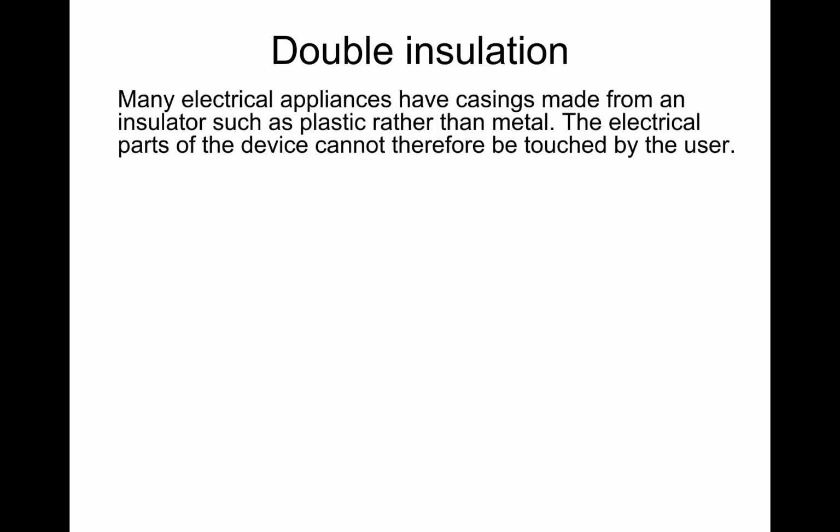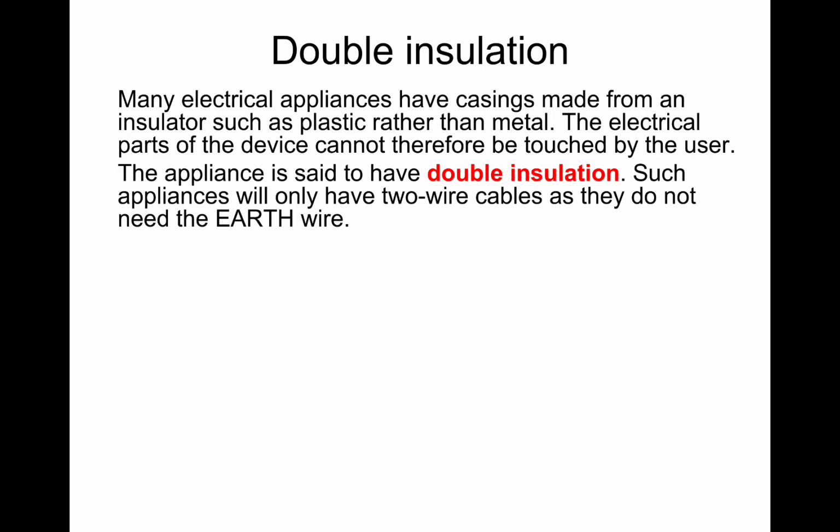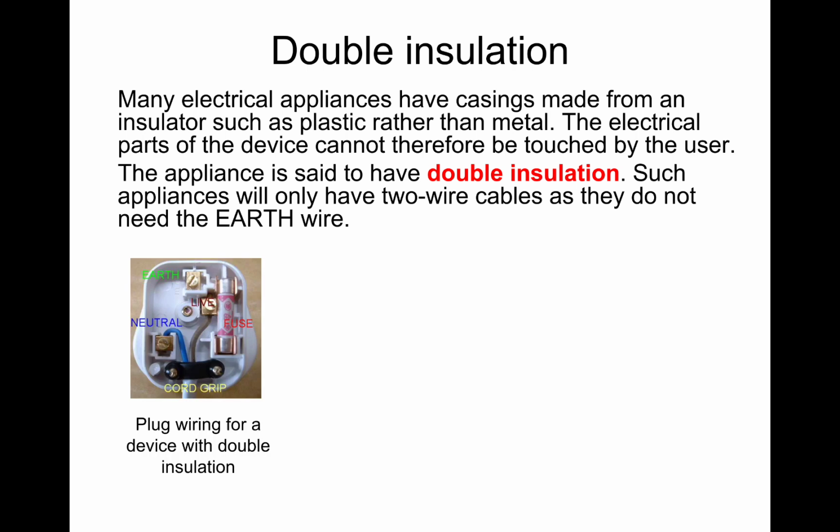So what about double insulation? So many electrical appliances have casings made from an insulator such as a plastic rather than metal. The electrical parts of the device cannot therefore be touched by the user. So the appliance is said to have a double insulation or be doubly insulated. Such appliances will only have a 2-wire cable as they do not need the earth wire. So it might look something like this.